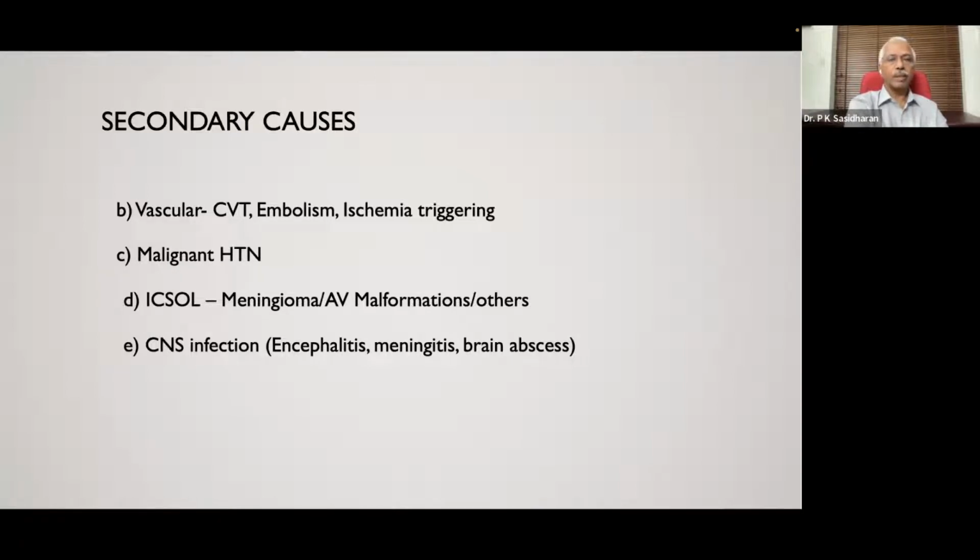Very rarely, sometimes at least, you may find a meningioma as a cause for a seizure disorder or an AV malformation. Rarely, sometimes other benign structural abnormalities of the brain can be presenting with repeated seizures. But always consider CNS infections, especially when the patient has got fever and recent onset seizures, of which encephalitis is the commonest. Meningitis can have meningoencephalitis. Sometimes the brain abscess, if it is situated near to the cortex, can have seizures sometimes.